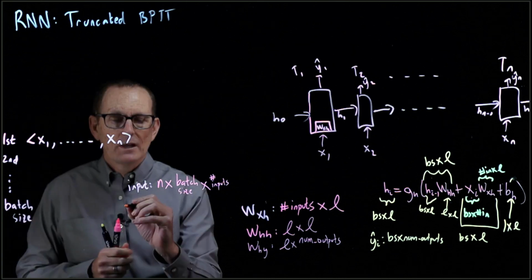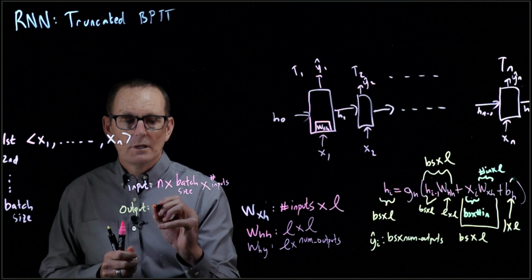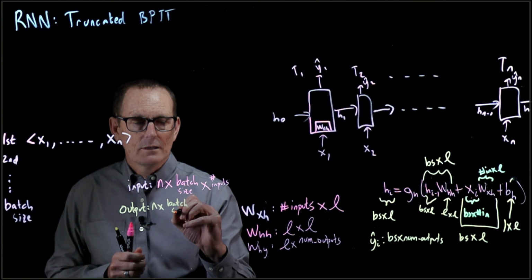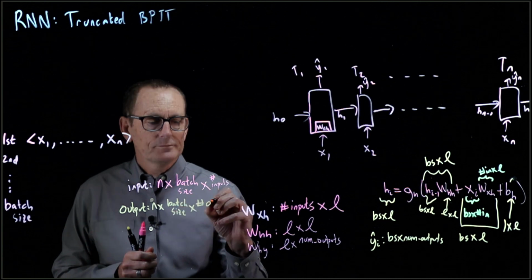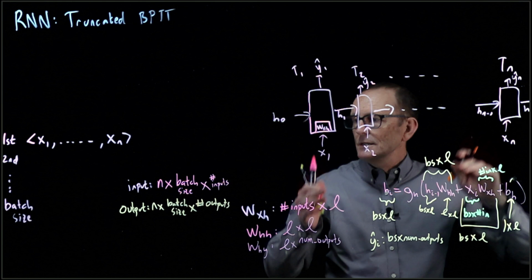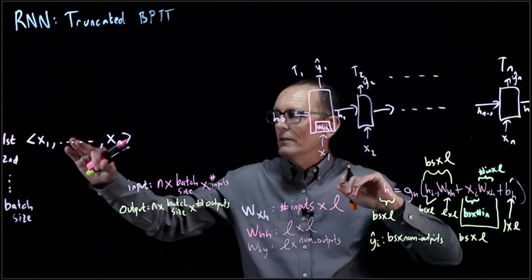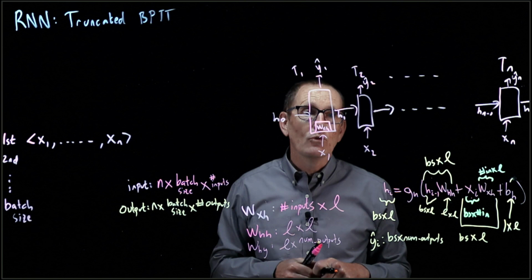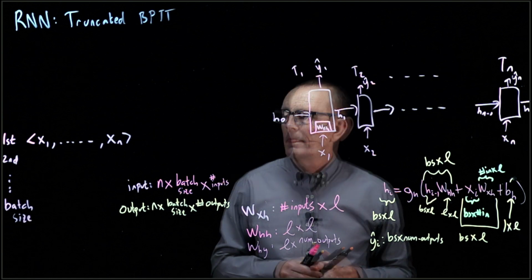Our total output is going to be, again, n by batch size by number of outputs. Because we've got all these n y hats, batch size, because we've got outputs for every single one of the different inputs, and then times number of outputs, because our y hats might be something other than one value. Maybe this is a softmax over a variety of different values, for example. So we have the input, we have the output.